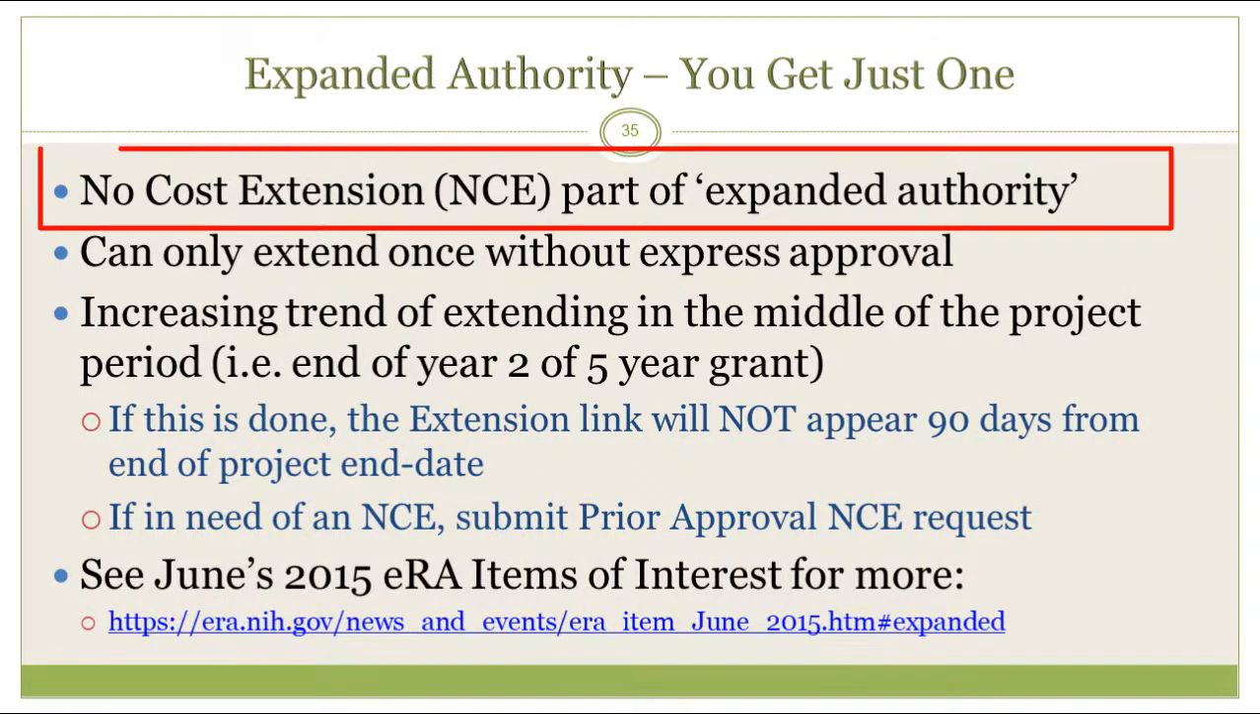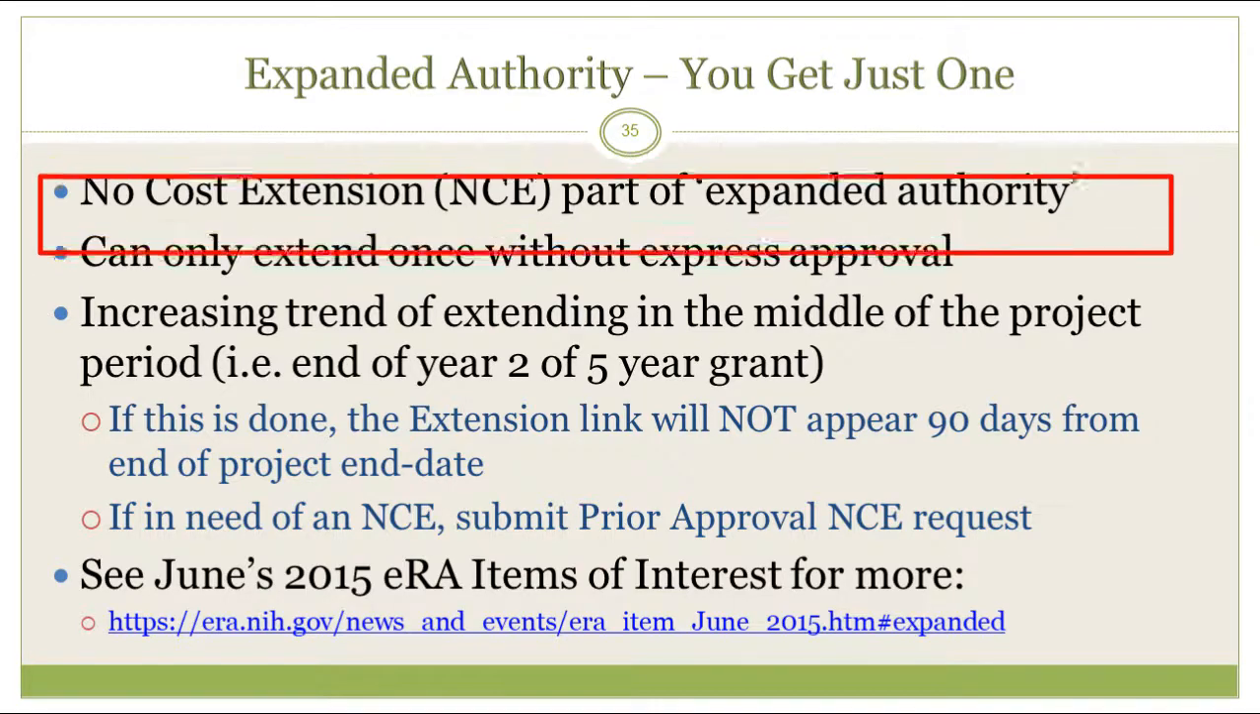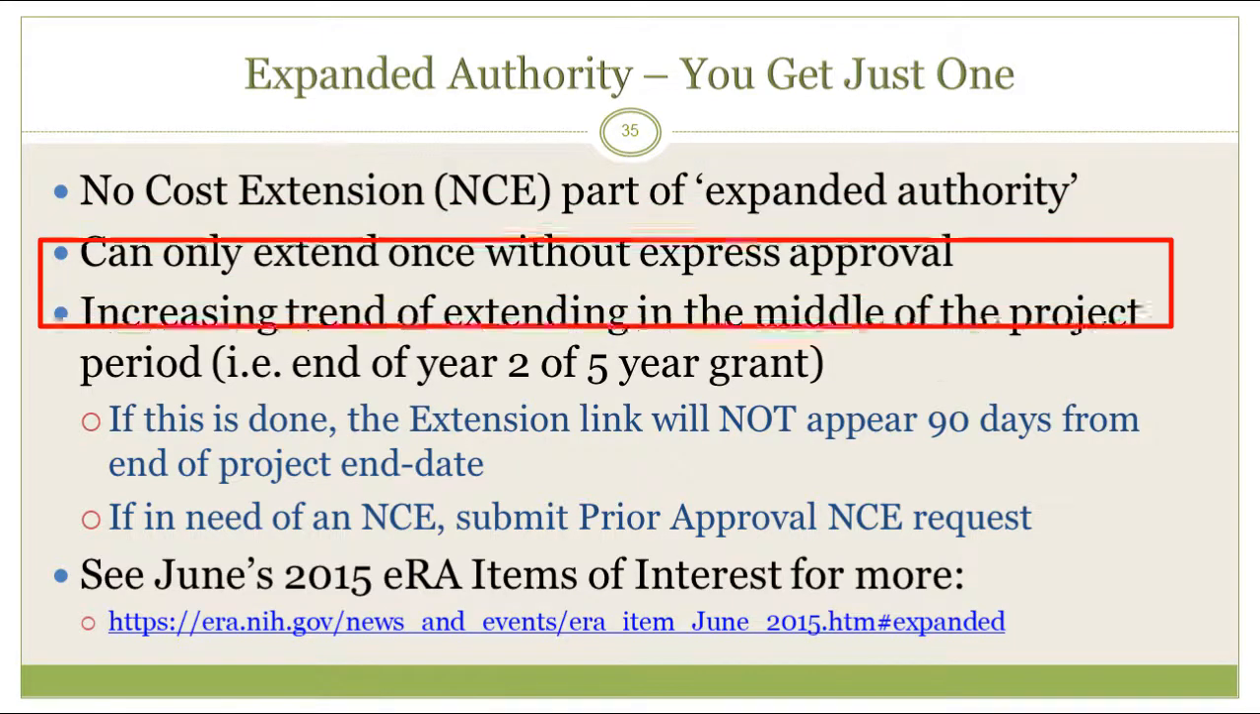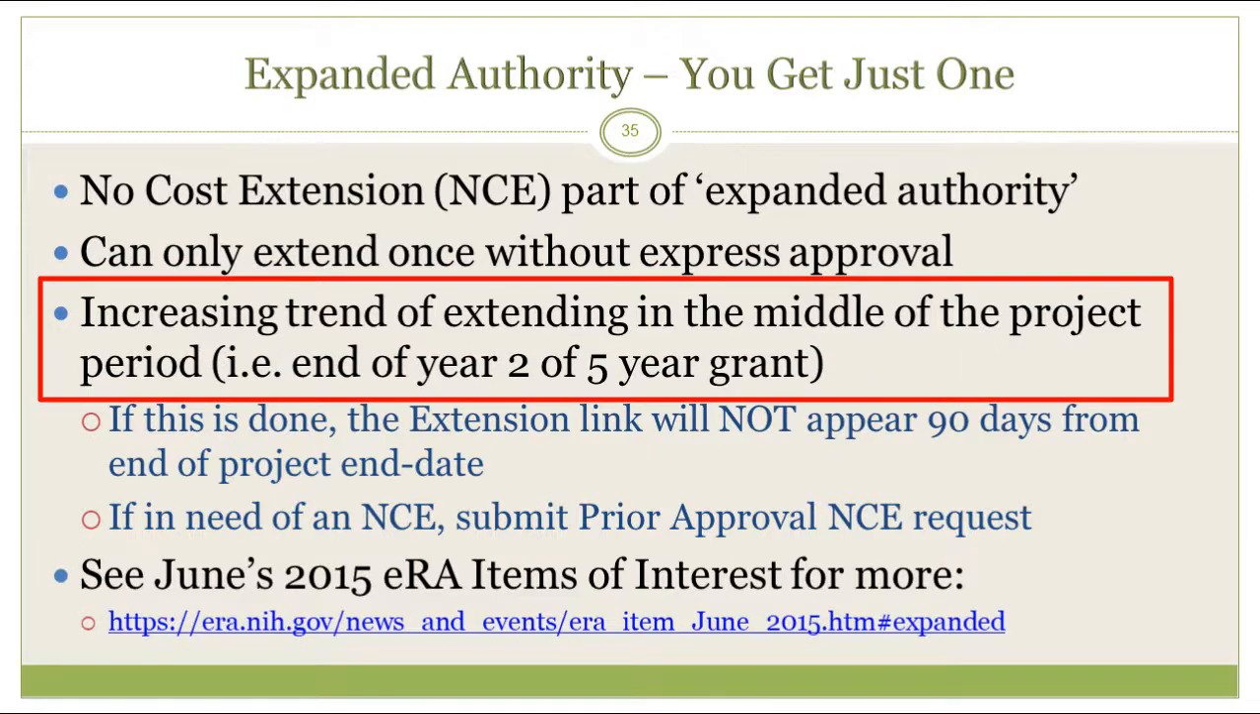This means that under expanded authority, you get one extension without the awarding institute having to provide specific or express approval of the request. However, what we have been seeing is that sometimes due to catastrophic events like hurricanes, floods, or even pandemics, institutions are requesting extensions before the 90-day window near the end of the project period end date.